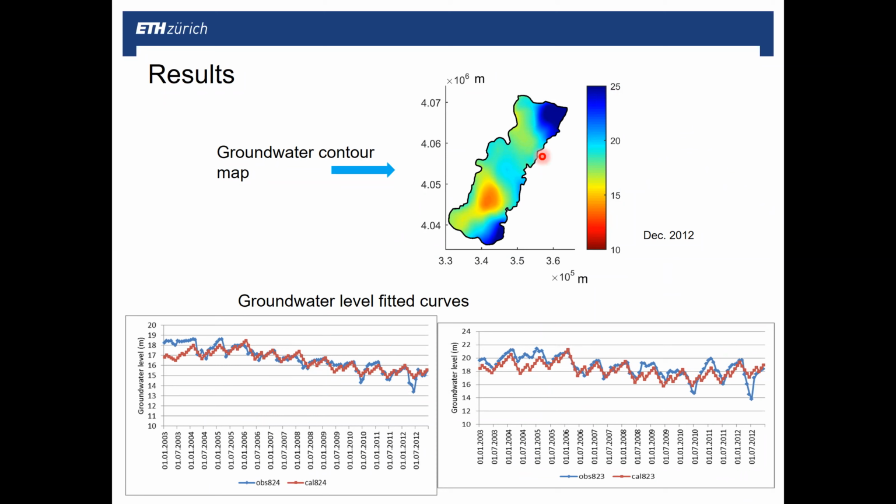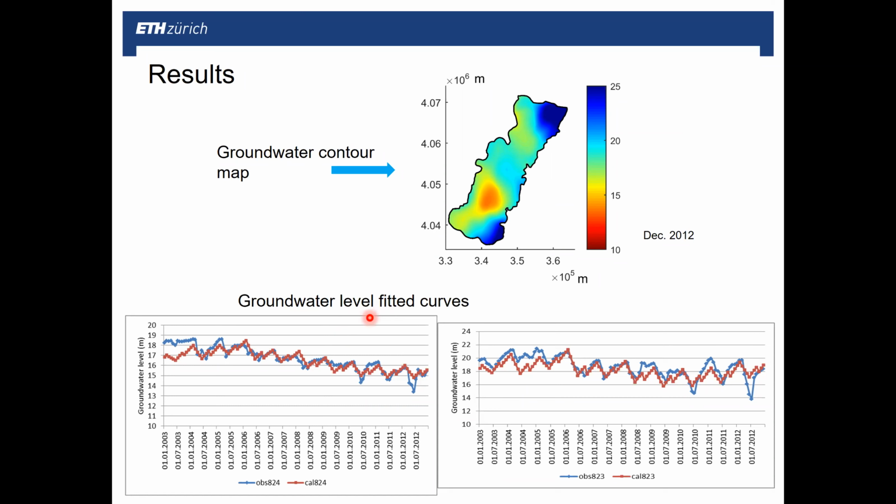And this is a groundwater contour map at the last time step. We can see that on the east boundary, the groundwater level is high, and the groundwater will flow from the east to the west to the southwest, where the groundwater depression cone occurs. And at the bottom, we showed the groundwater level fitting curves.